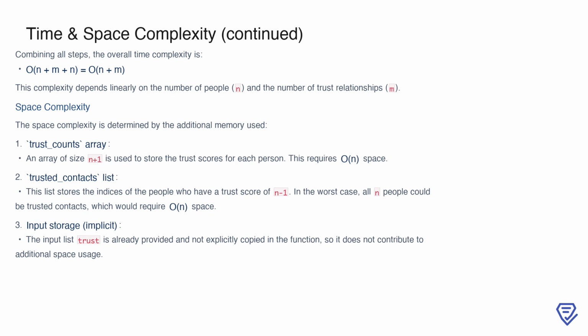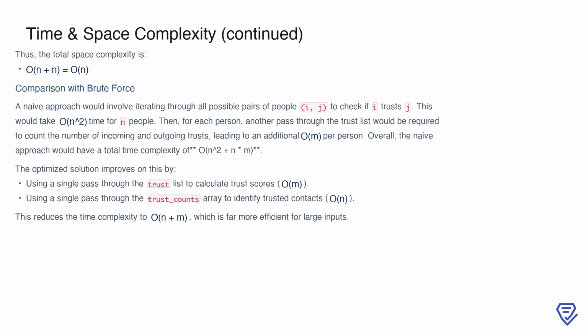Now, for space complexity, the analysis starts with the trust_counts array. This array is of size n plus 1, so it requires O(n) space. Then, we have the trusted_contacts list, which stores the indices of people who are fully trusted. In the worst case, all n people could be in this list, which also requires O(n) space. Finally, the input trust list is not duplicated in memory, so it does not add to the space complexity. Adding up the space requirements, we get O(n) for the trust_counts array and O(n) for the trusted_contacts list, resulting in a total space complexity of O(n).